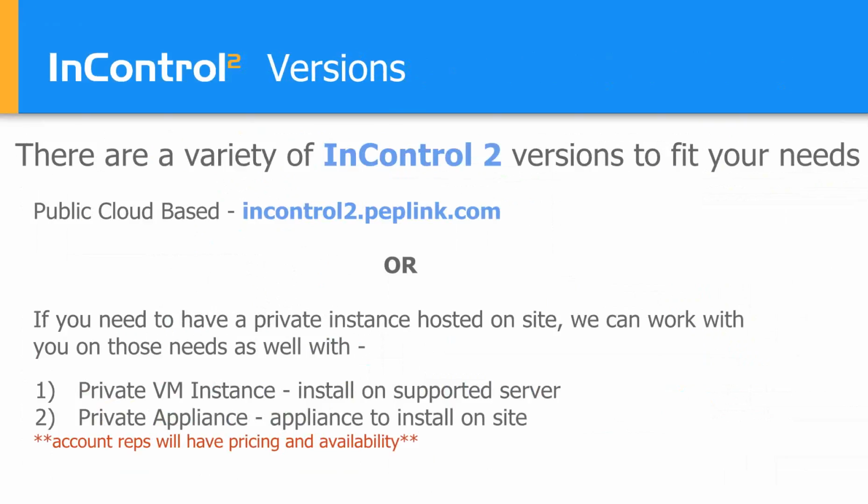There are a variety of In-Control 2 options that we can offer to fit your needs. The main one, and that's the one we talked about today here, is our public cloud-based option at incontrol2.peplink.com. Or if you do need to have a private instance hosted on site, we can work with you on that. We have a couple of ways to go about it. You can either go VM instance installed on a supported server, or you can actually have a physical appliance hosted on site as well. Talk to your particular account reps as far as pricing and availability for it, and they'll certainly get you taken care of.